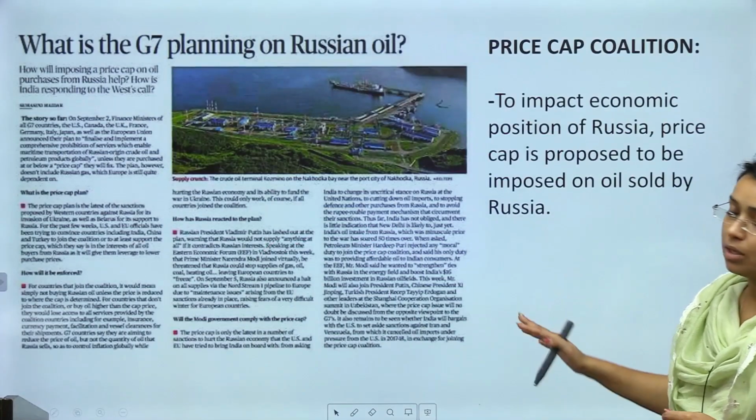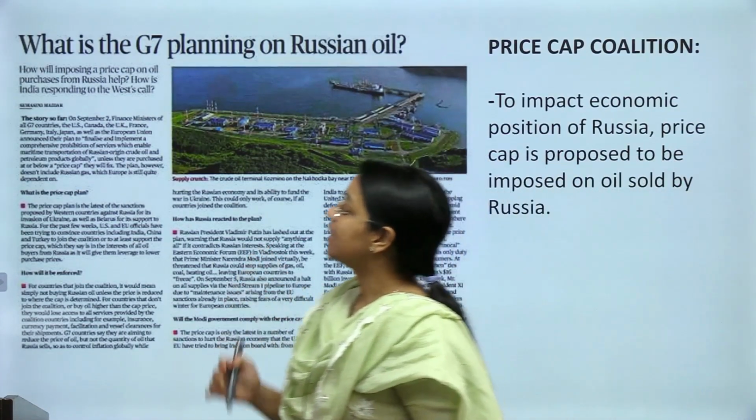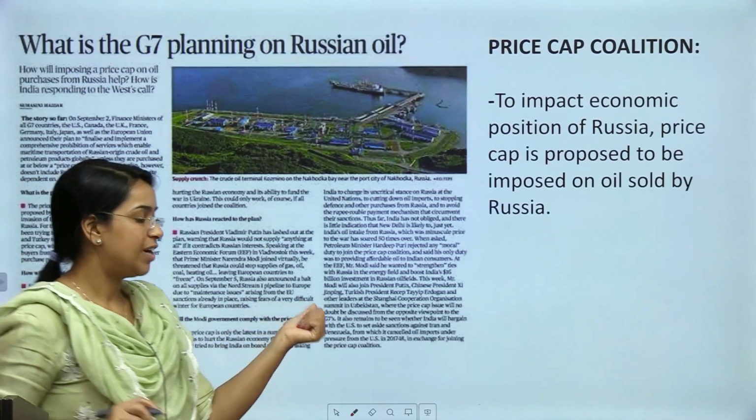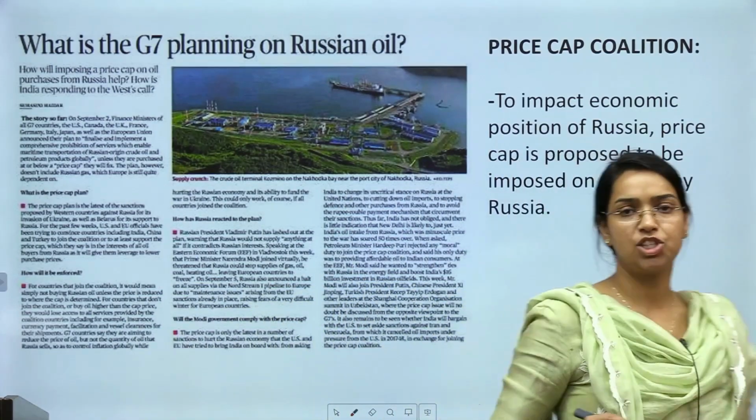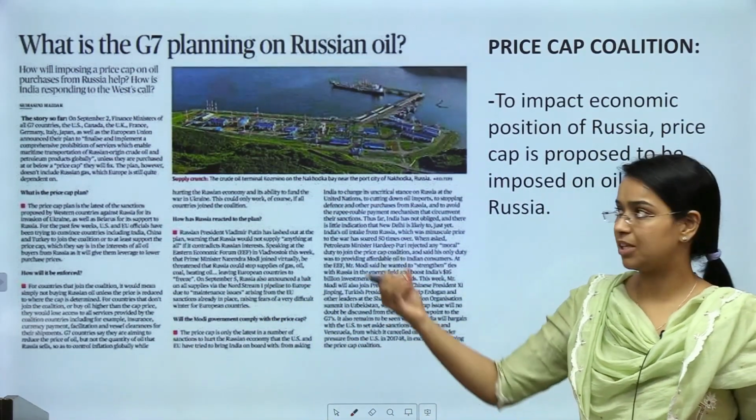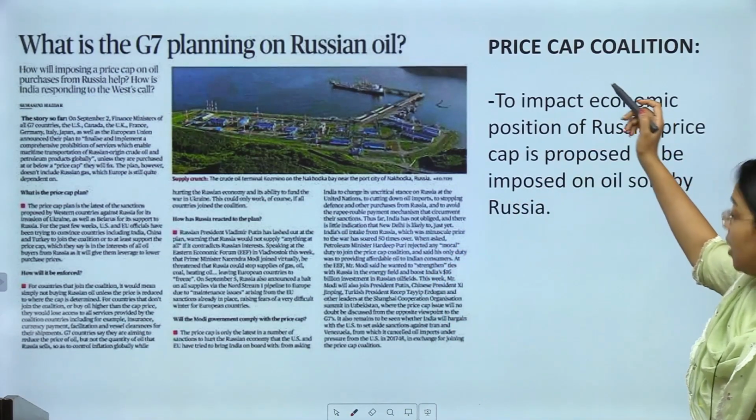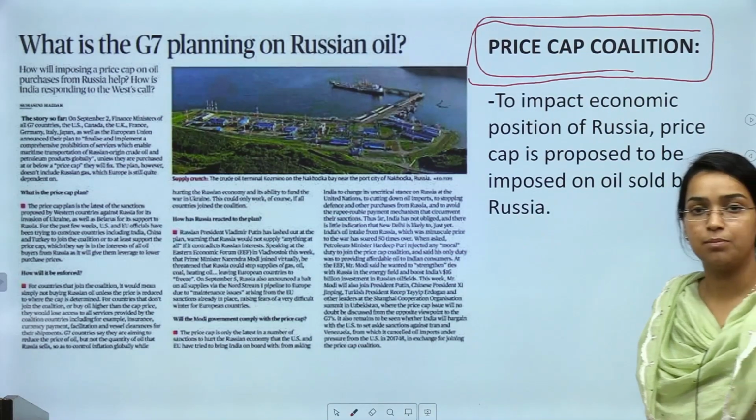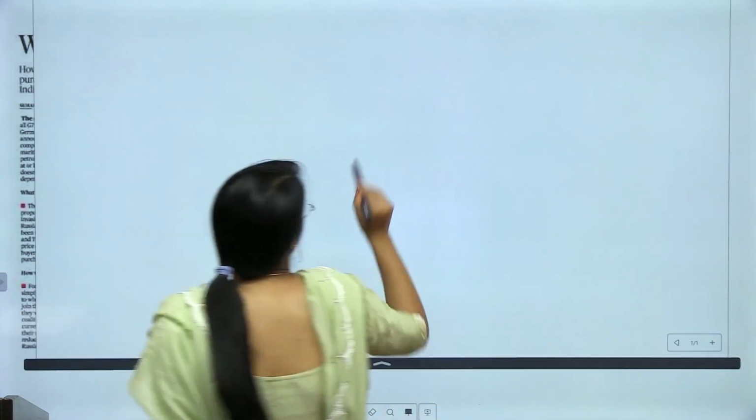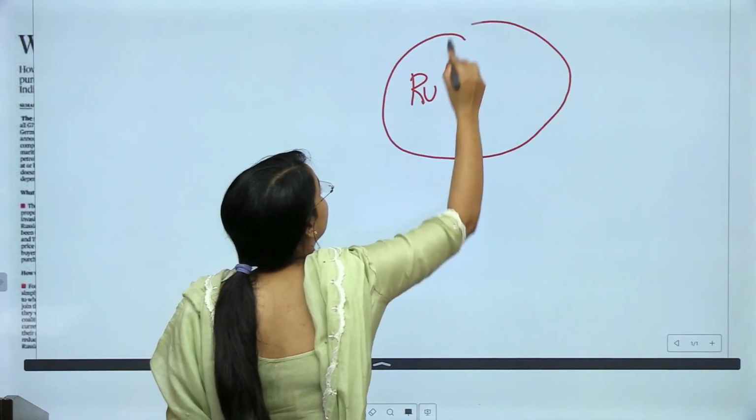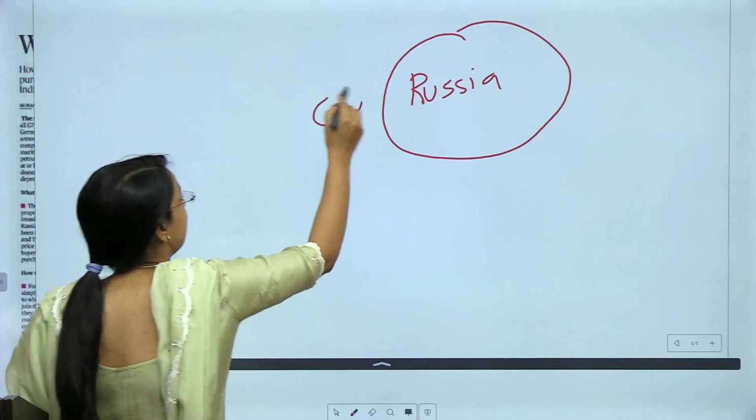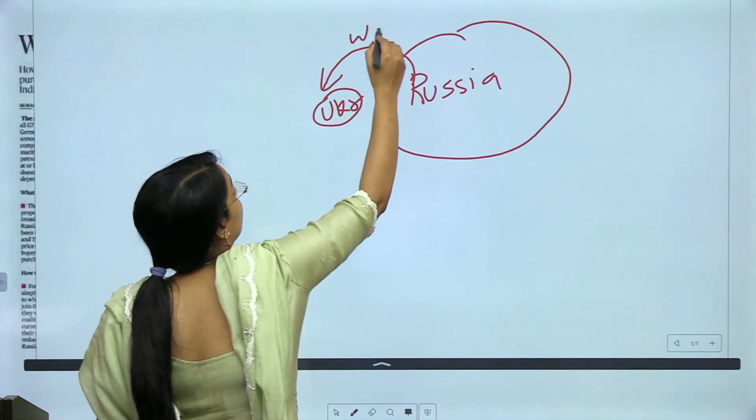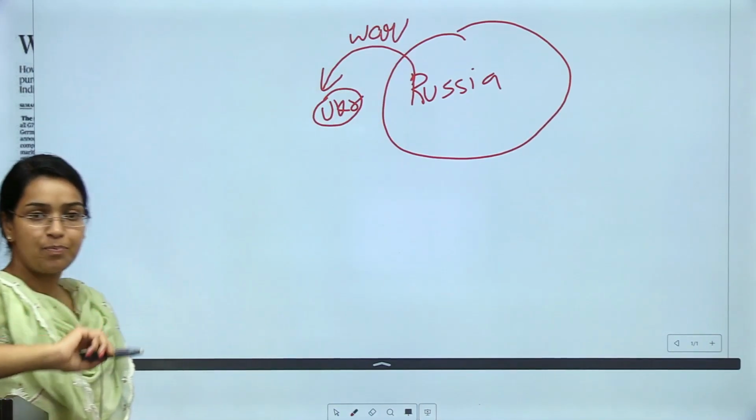Now, the next important article said, what is G7 planning on Russian oil? You might have read it in the newspaper. So I will just explain one important concept that this article introduced, that is the price cap coalition. Now, you see what is happening in the world. The major event is Russia on one side, and there is a small Ukraine. Russia is attacking Ukraine. So the Russia-Ukraine war is going on.